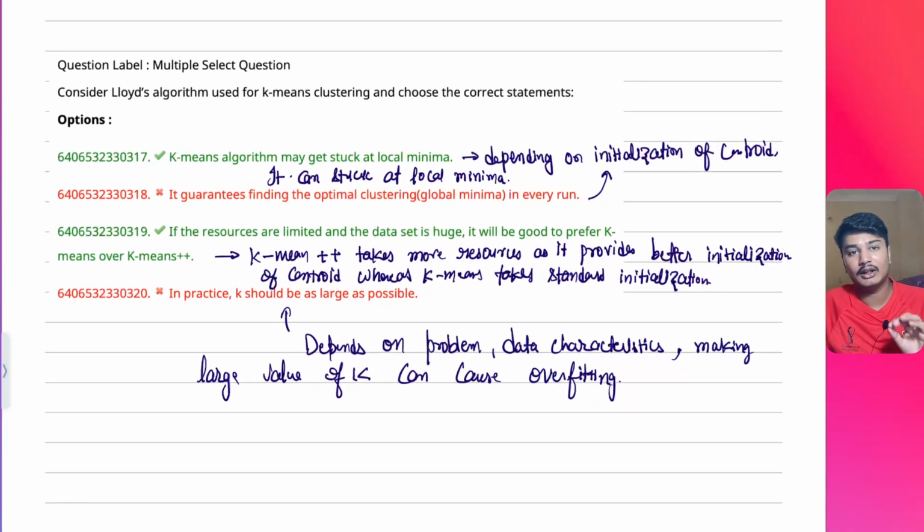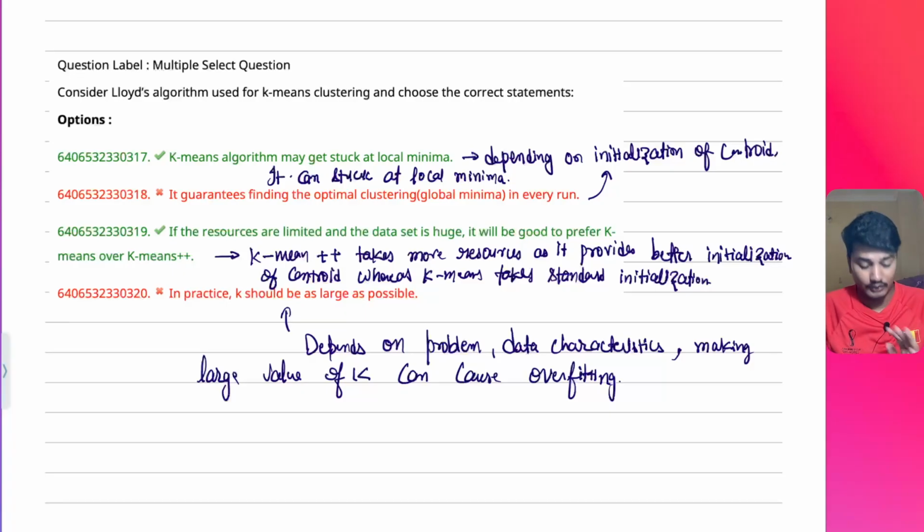Now, the next question is: consider the Lloyd's algorithm used for k-means clustering and choose the correct statement. The first statement is that the k-means algorithm may get stuck at local minima. So yes, it depends on the initialization, how we initialize our centroids. However we initialize our centroids will decide whether it goes to global minima or local minima. So it may get stuck at local minima, so that is true. Next, it guarantees finding the optimal clustering, global minima, in every run. So no, it doesn't. If we initialize it incorrectly, then it gets stuck at local minima.